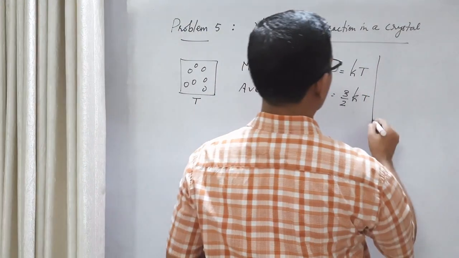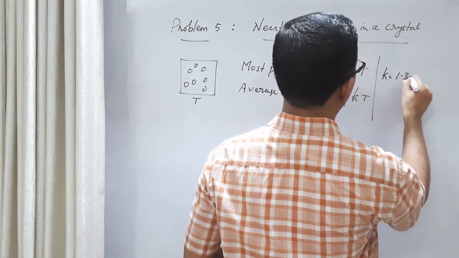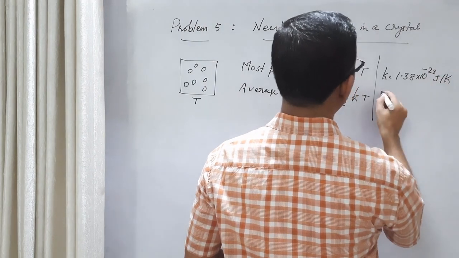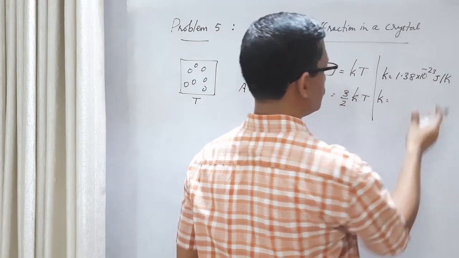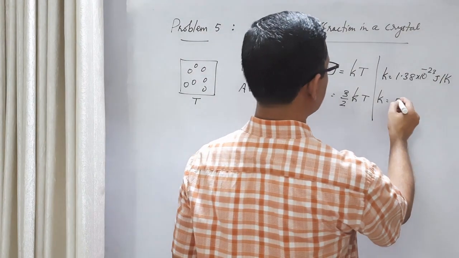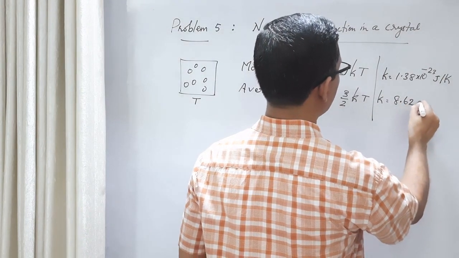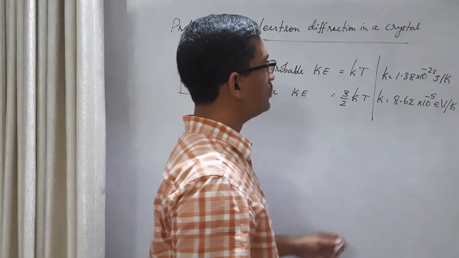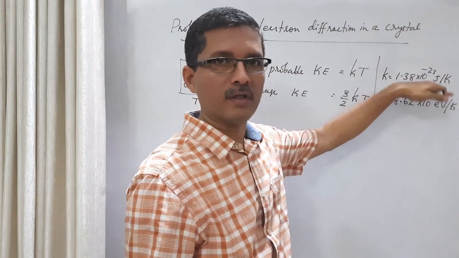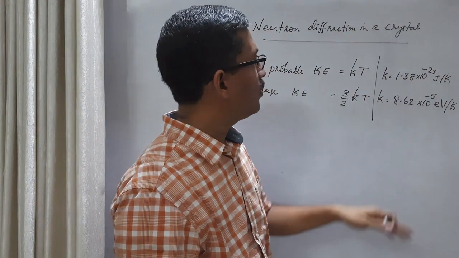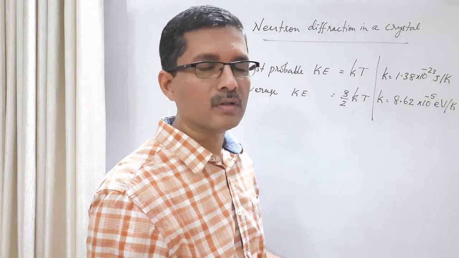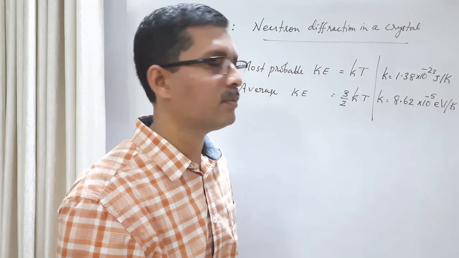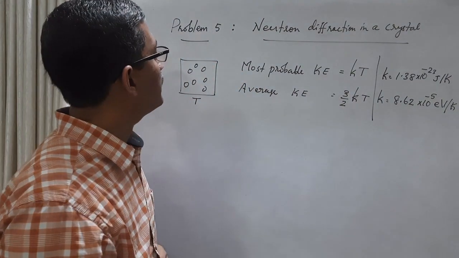k is the Boltzmann constant and its value is 1.38 into 10 raised to minus 23 joule per Kelvin. We can also convert this into electron volt per Kelvin, and the value is 8.62 into 10 raised to minus 5 electron volt per Kelvin. What we have to do is just convert joule into electron volt, by dividing with the electronic charge. So most often this second value is useful to calculate the kinetic energy, thermal energy, etc. of different subatomic particles or small particles.